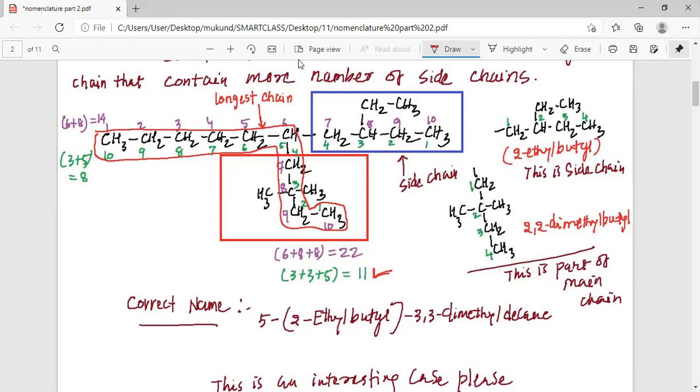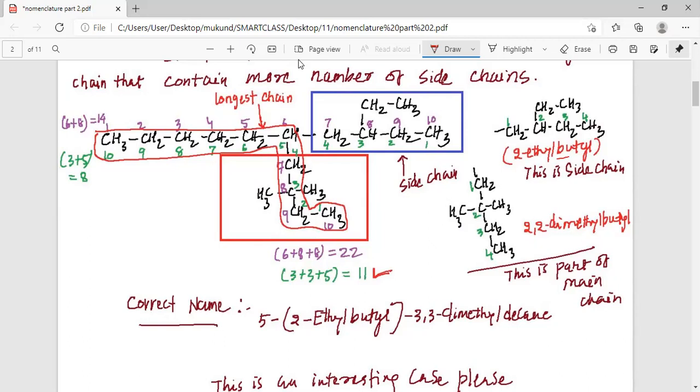If we start numbering up to the 6th carbon in this direction, left to right, and then go down, we will also have 10 carbons. And if we start numbering from the lower side, then also we will have 1 to 10. So these are the various ways of numbering. Now, if we look into the side chains, my dear students, we will realize that there are two side chains, and both have a 4 carbon chain. The side chain covered with the blue color is 2-ethyl butyl.